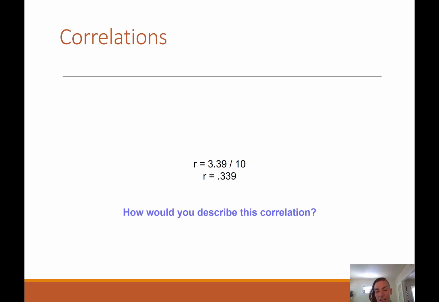Now, how would we describe this correlation? This correlation is positive because it's a positive number. It tells us that the relation between these two variables is positive. So there's a positive correlation between the tendency to fall in love and the tendency to cry. Also, we see that it's closer to 0 than it is to 1, but it's not tiny. It's not very close to 0. So it's about 0.34, and I would describe this as a moderate size correlation.